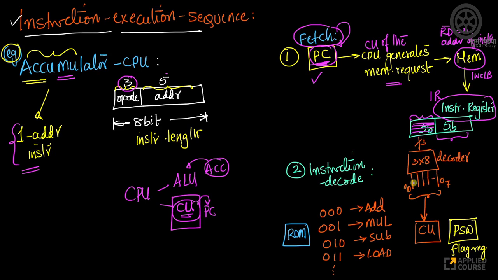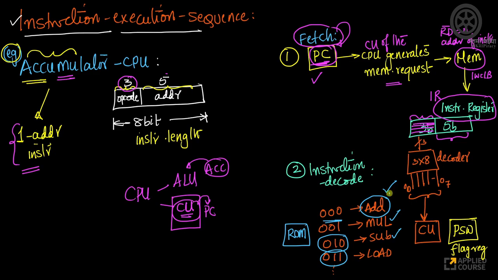Now each of these 8 outputs will correspond to one operation. For example, if the 3 bits here are 0, 0, 0, which means my opcode is 000, it could correspond to the add operation. If it is 0, 0, 1, it could correspond to the multiplication operation. If it is 0, 1, 0, it could correspond to the subtract operation. If it is 0, 1, 1, it could correspond to the load operation. There are multiple instructions that are possible.